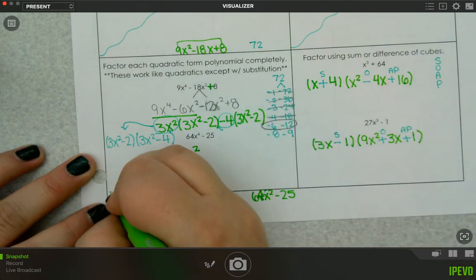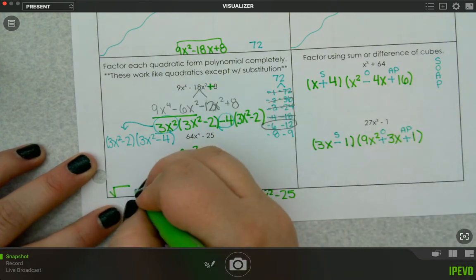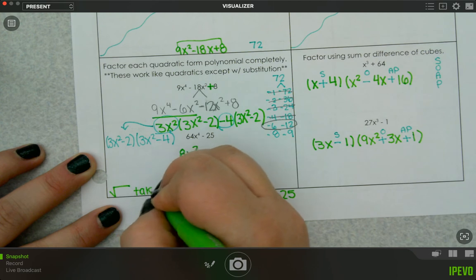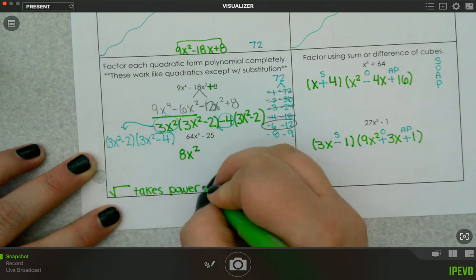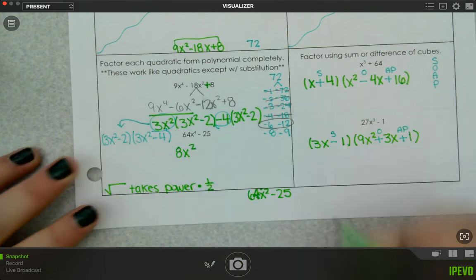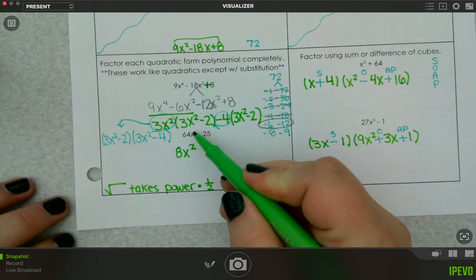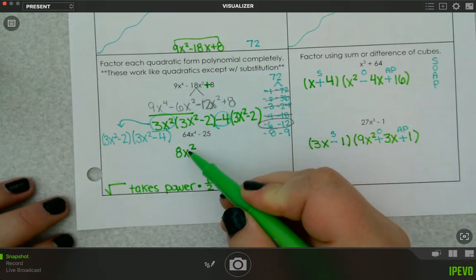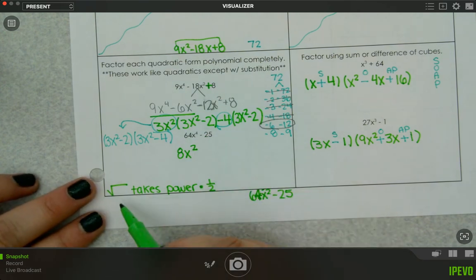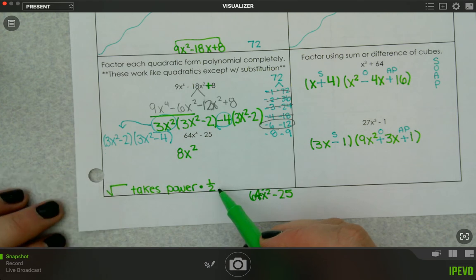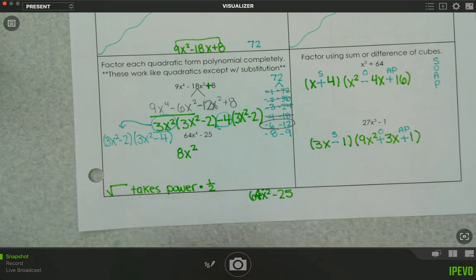Okay, and I'm going to make a little note of this down here. Square root takes the power and multiplies it by 1/2. So if this was to the 6th, this would be x cubed. If it was to the 8th, this would be x to the 4th. So it just takes the power and multiplies it by 1/2. The square root is the 1/2 power. That's not something we've had a lot of time to talk about just yet.